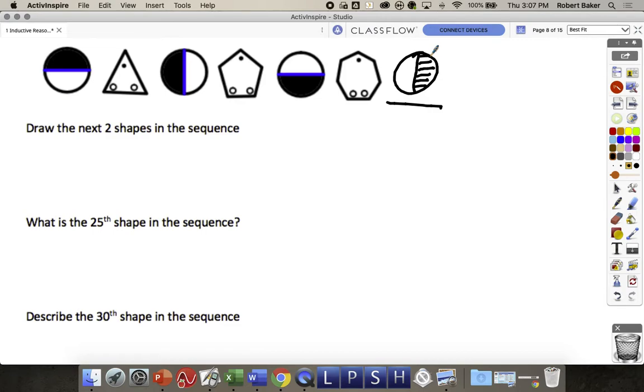And let me go back in. 1, 2, 3, 4, 5, 6, 7, 8. All right. The eighth shape will be a polygon with nine sides. Please just go with it. 1, 2, 3, 4, 5, 6, 7, 8, nine. Oh, that's great. Yeah. It looked good. Wow.